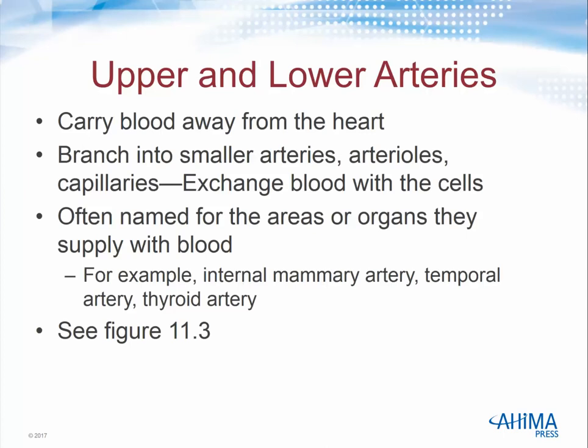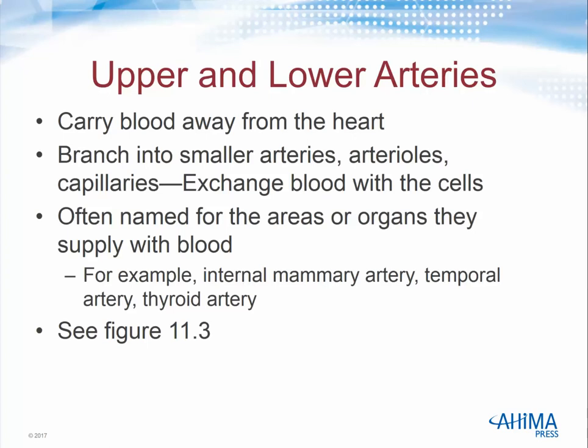Then we have information about the upper and lower arteries. These are tubes that carry blood away from the heart to other structures. Arteries then branch down to smaller arteries and eventually into capillaries. Capillaries are where blood is exchanged with cells. You have many arteries in your body. You have the abdominal aorta, which is one of your arteries. Typically, arteries are named for the areas or organs that they supply with blood.